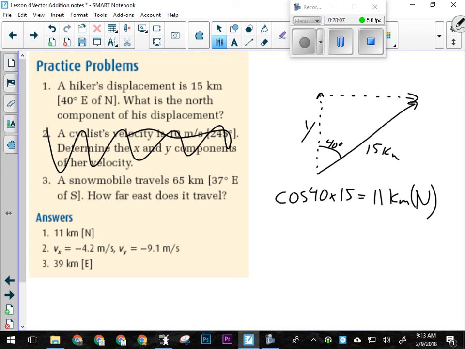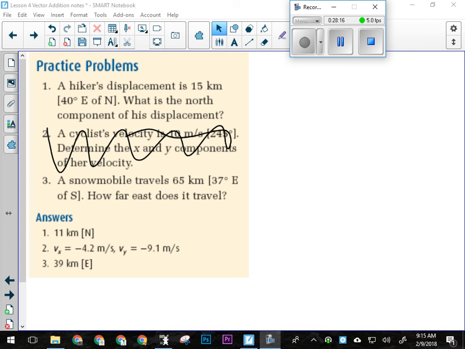Okay, questions on that first one? How many people are done number 3? Okay, I'll give you a couple more minutes on number 3 then. All right, similar idea on number 3.